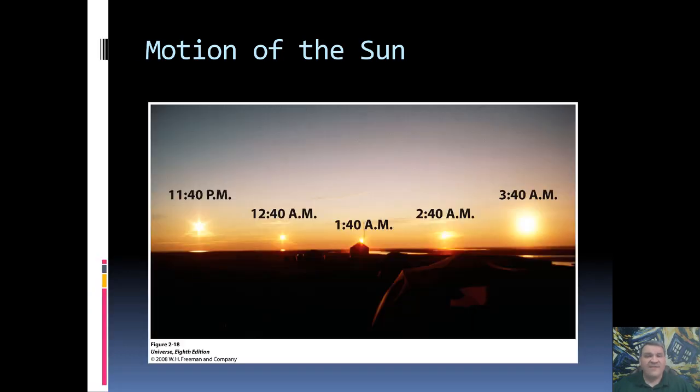I love this sequence of images. So notice we've got 11:40 p.m., 12:40 a.m., 1:40, 2:40, and 3:40. Notice that the sun didn't actually set. It got close to the horizon, but didn't actually set. This is something on my bucket list, to experience at least one day where the sun does not rise or set. Now, to actually see this, you have to be very far north or very far south, but people have experienced it.